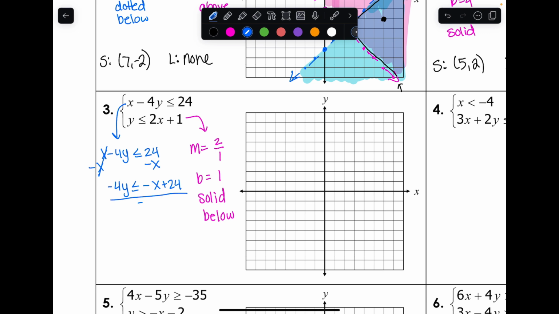Then I'm going to divide by negative 4, and what I need to be careful about is that when I divide by that negative, my sign will flip. Then every single number is being divided. So negative 1 divided by negative 4 is positive 1/4 x. 24 divided by negative 4 is negative 6. Slope is 1/4, y-intercept negative 6. We will have a solid line that we are shading above.